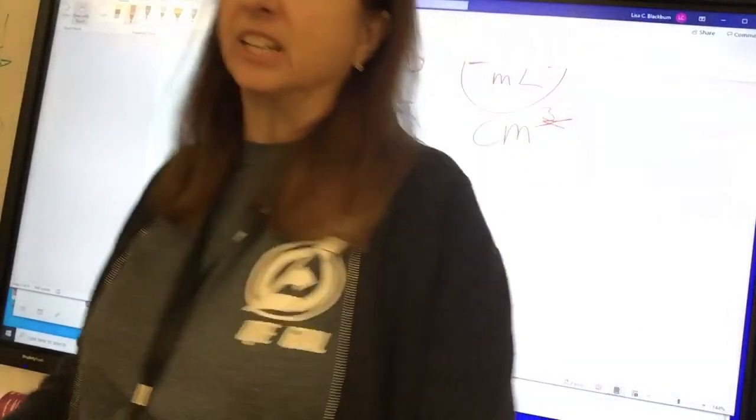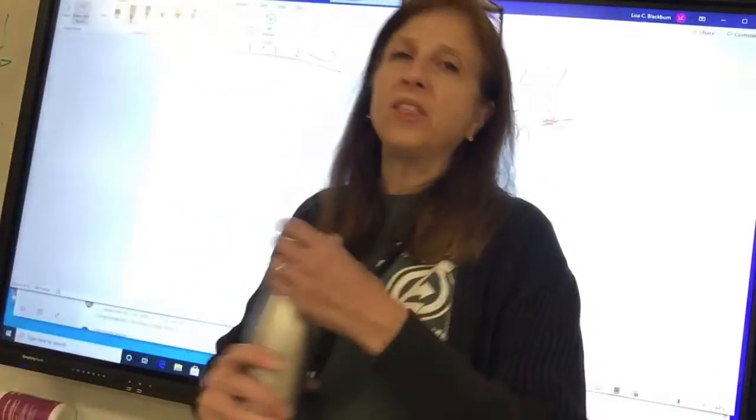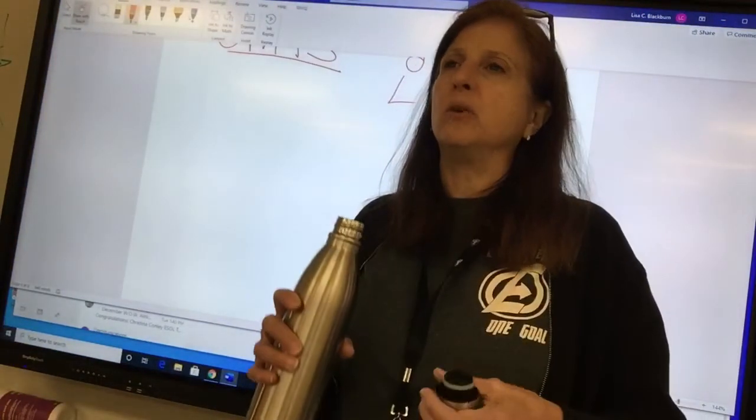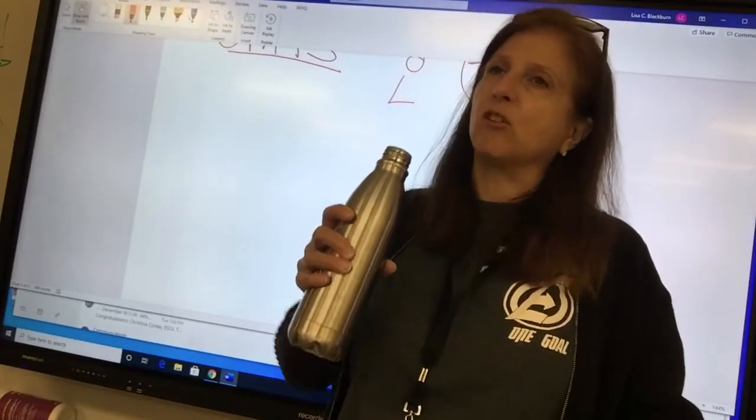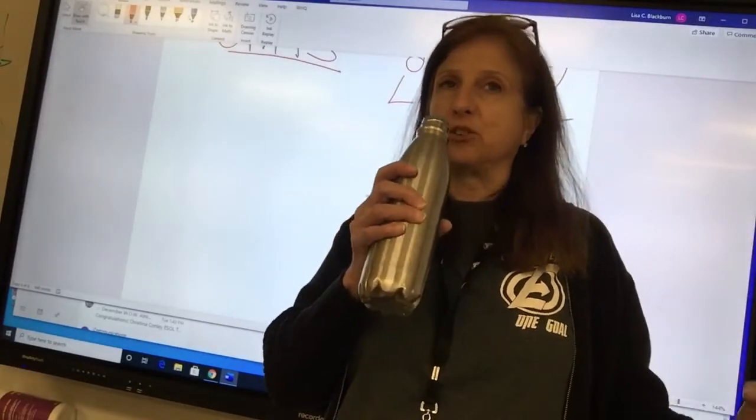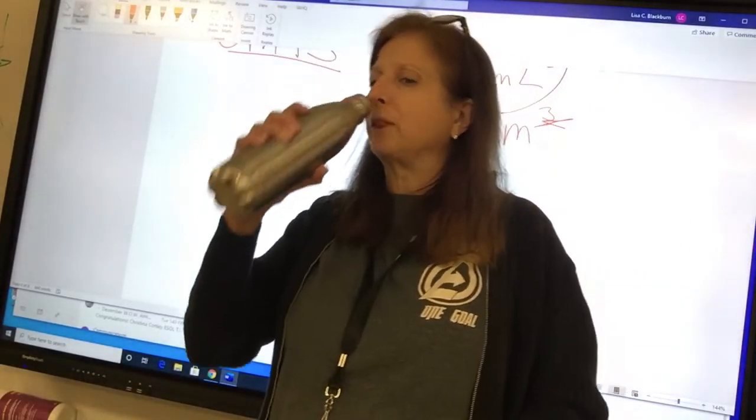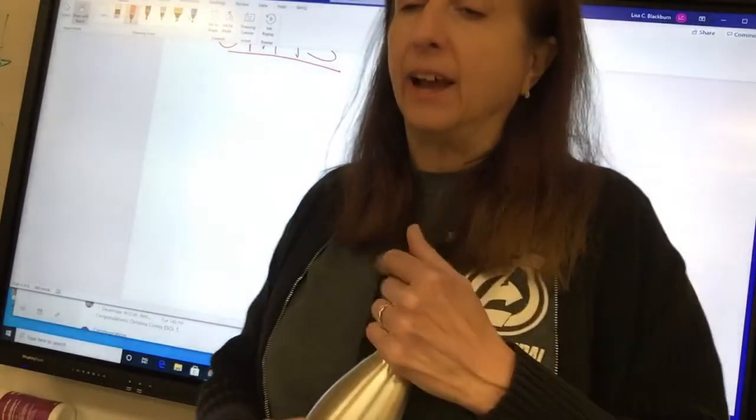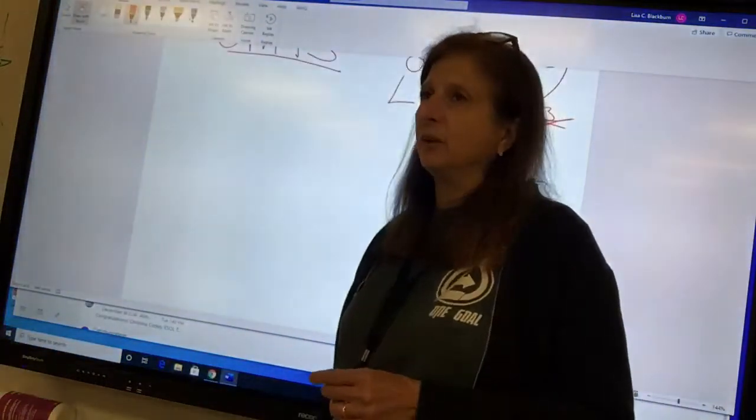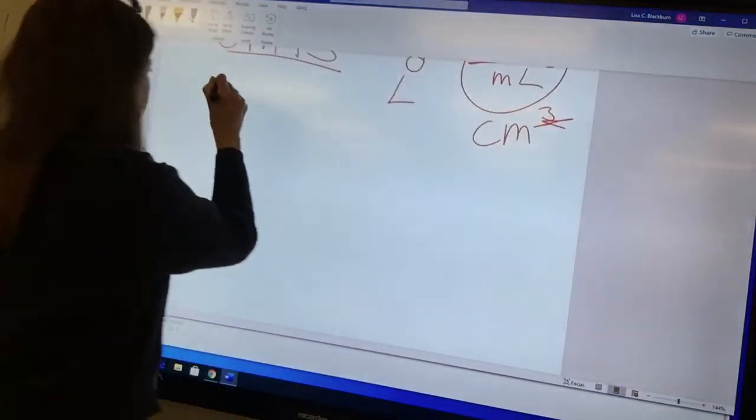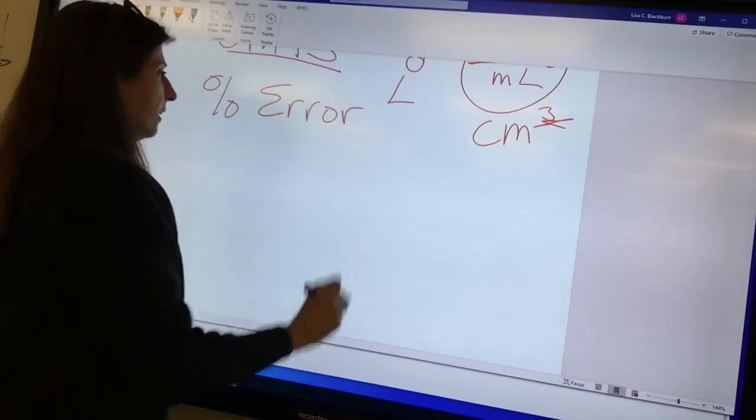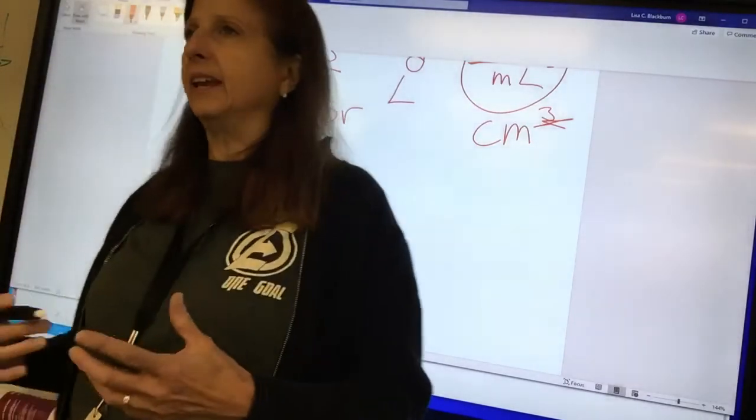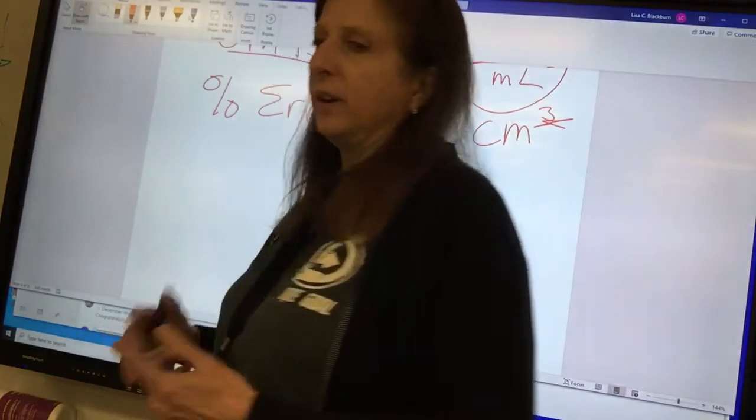Okay, so the next thing is error. One of the things we do as good scientists is we want to know that accuracy and precision idea. How close are we in accuracy to the truth? And one way we do that is we figure out the percent error. So write this down, percent error.